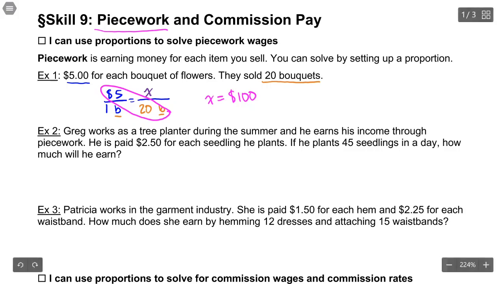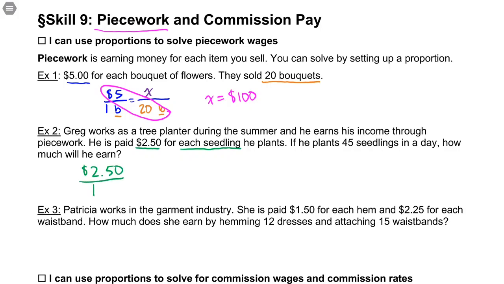All right, let's try another one. Greg works as a tree planter during the summer, and he earns his income through piecework. He's paid $2.50 for each seedling he plants. So that is $2.50 per one. I really don't like S as a variable because S looks like a 5. So I'm going to do T for trees. Okay, so $2.50 per tree, and he plants 45 trees. So how much does he get paid?